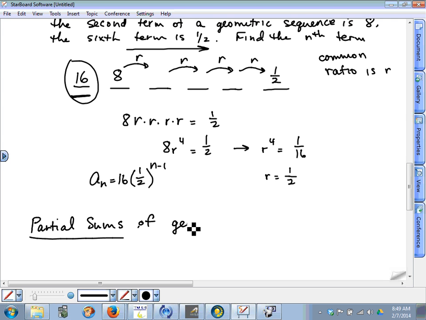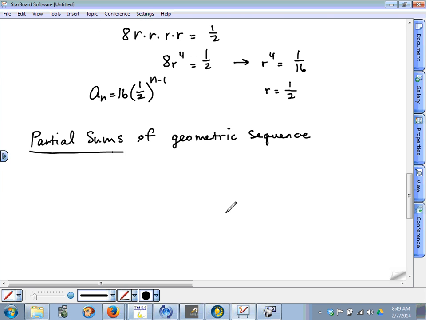Specifically of geometric sequence. For the sake of time, we don't really have time to cover the derivation or where this formula comes from like we did with arithmetic. So let's just go over the formula.